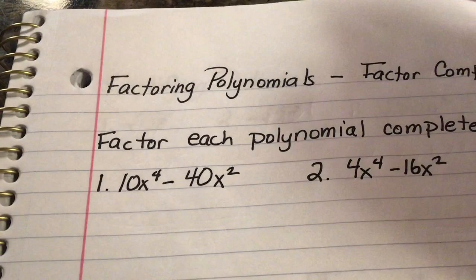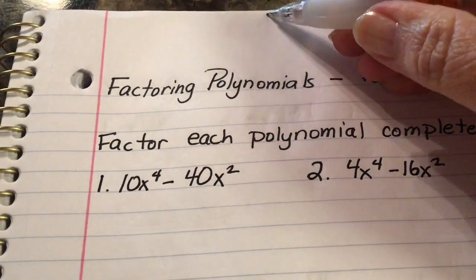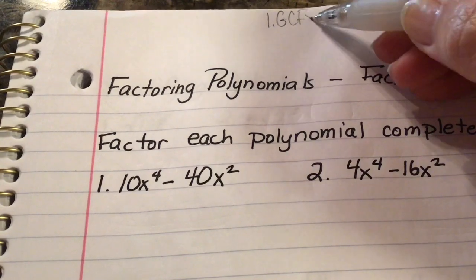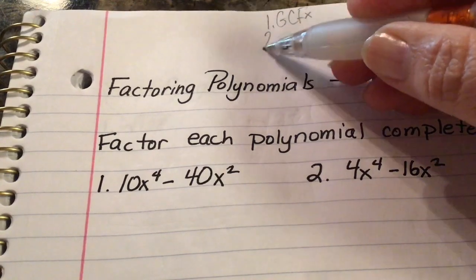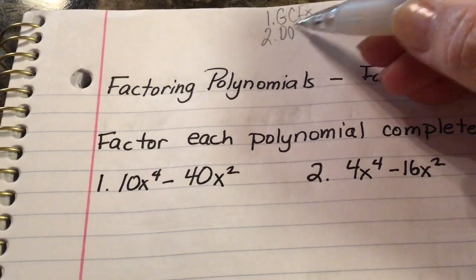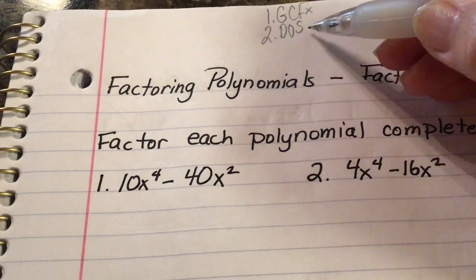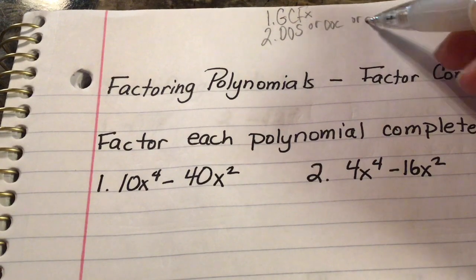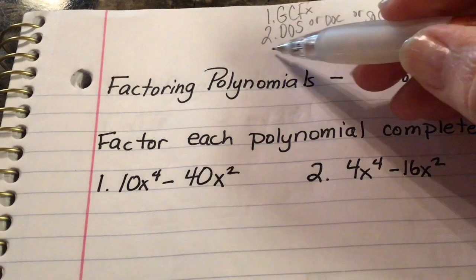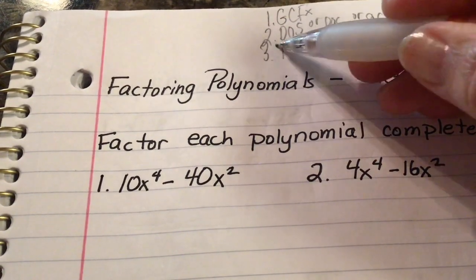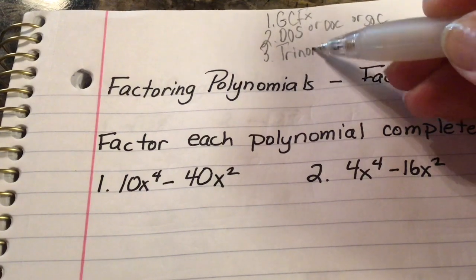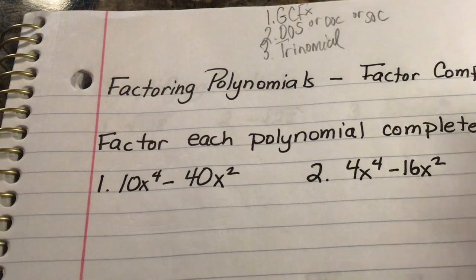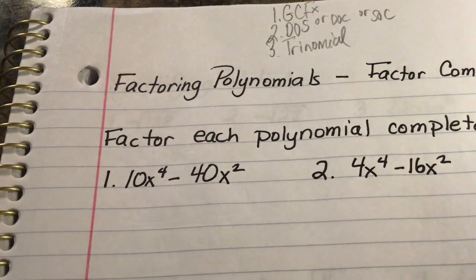If polynomials are factored completely, number one, there's no greatest common factor. You've taken it out. You don't have a difference of squares, or difference of cubes, or sum of cubes, which you'll learn about later. Any trinomial that you have has been completely factored. All of those things have to be true. So let's look at each problem.